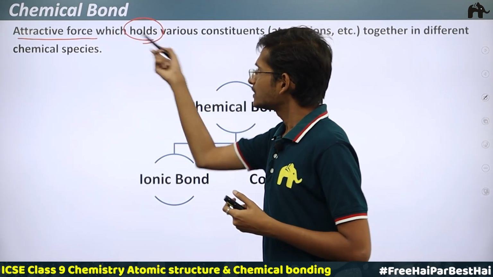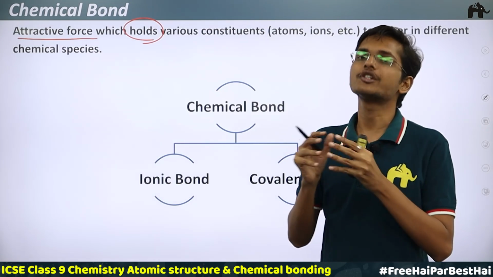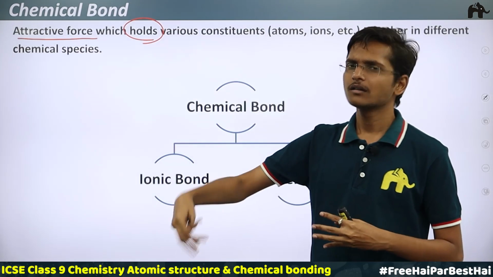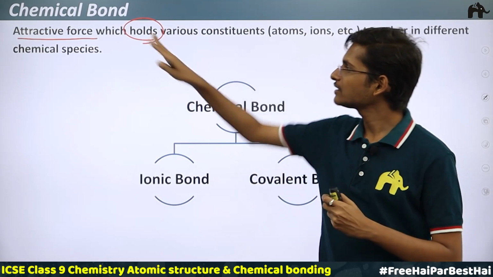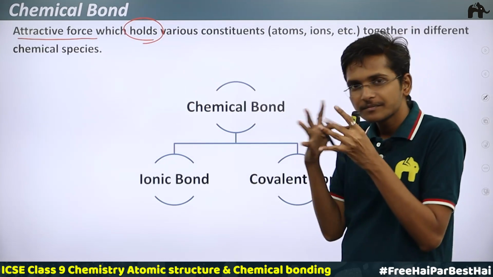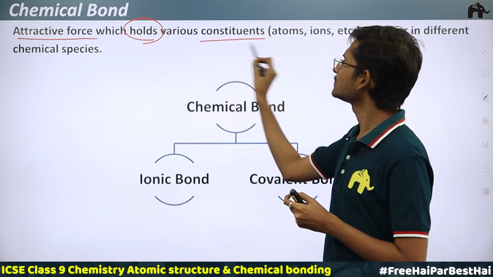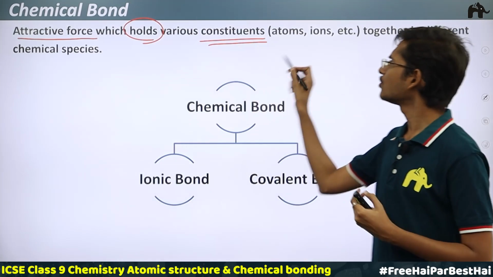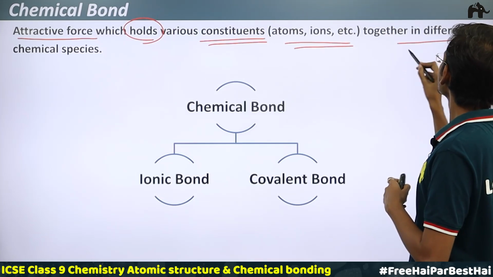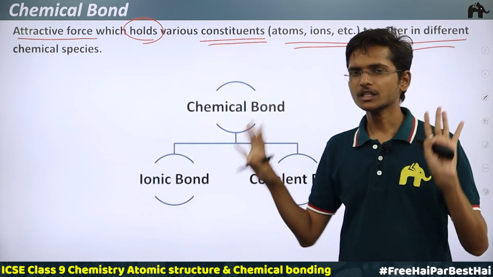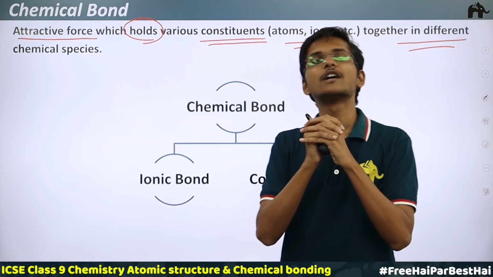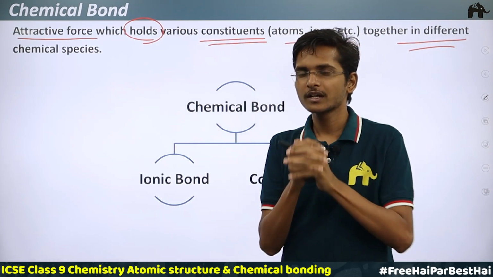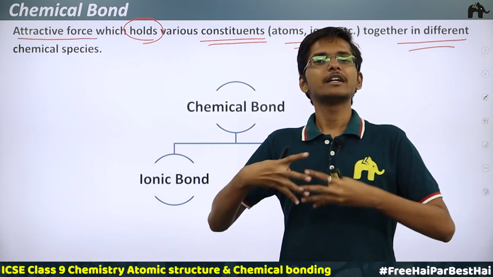This attractive force is holding the constituents of different species, just as you and your friend are held by holding hands. In that manner, this attractive force holds various constituents, like atoms; the constituents can also be ions, and I will tell you by giving an example. So a chemical bond is simply the attractive force which holds various constituents like atoms or ions together in different chemical species.